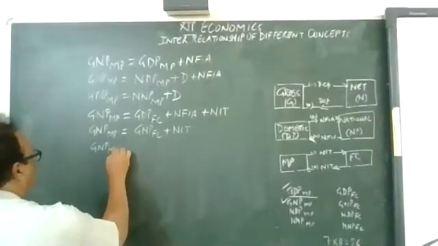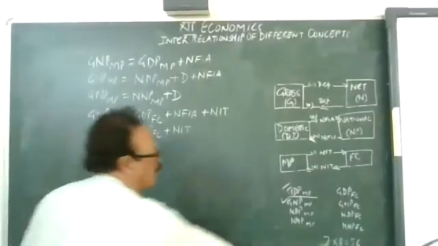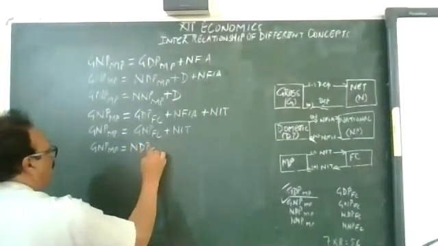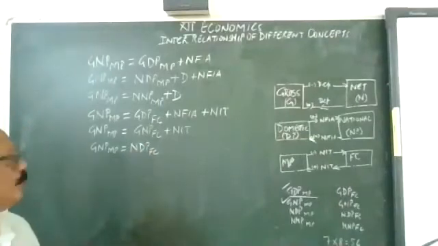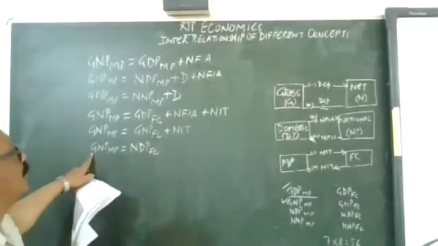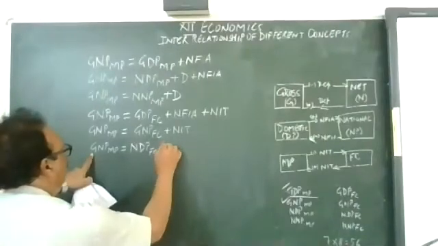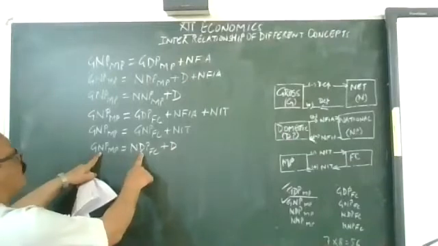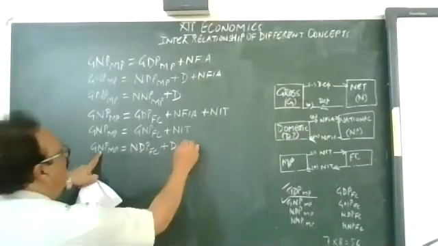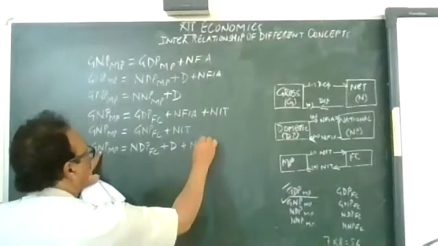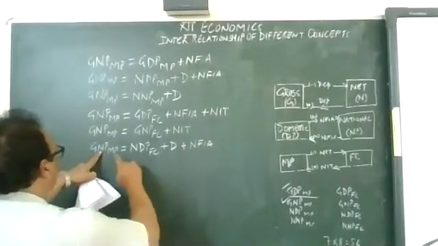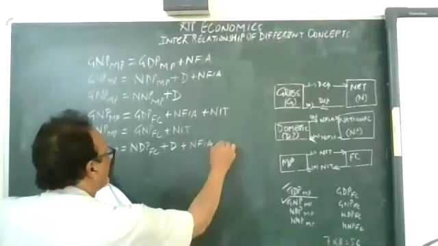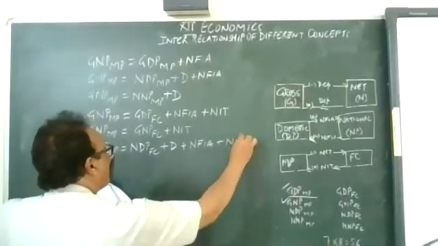Then GNP at market price is equal to, what is the next? NDP at factor cost. Net to gross will be plus depreciation. Domestic to national, plus net factor income from abroad. Okay, factor cost to market price, plus NIT.